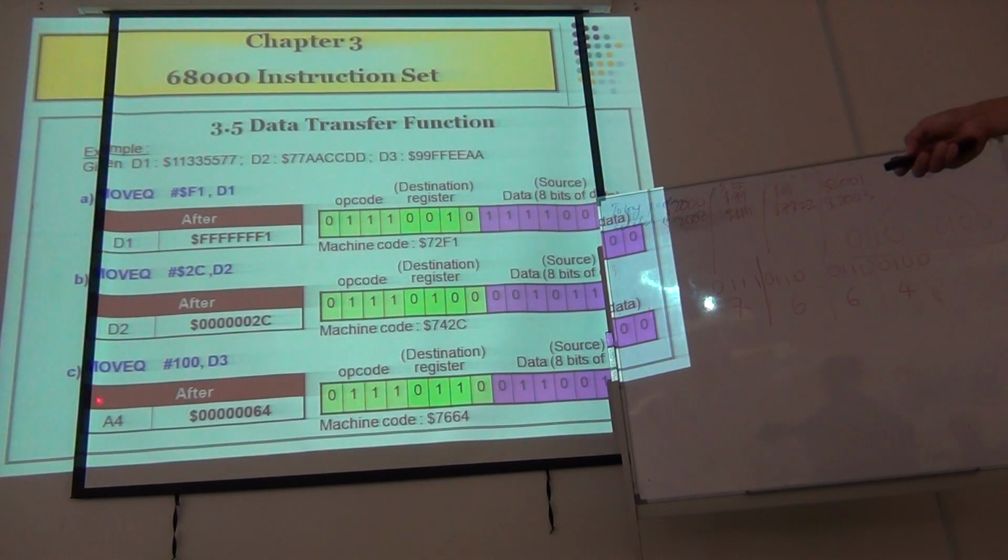In your slides, wrong, change to D3, because the question asks you to move quick to D3. The final answer is D3.